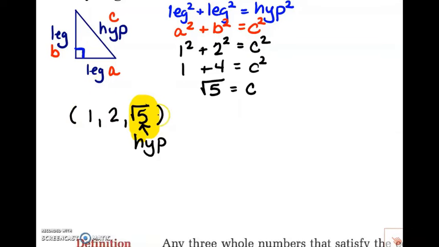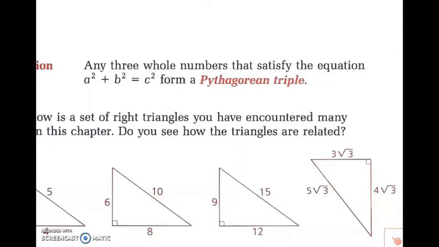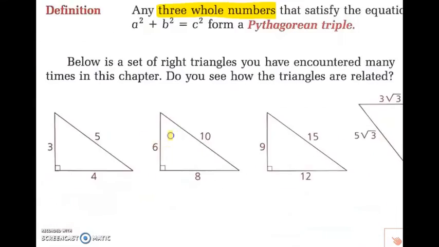Now, this 1, 2, root 5 is not a Pythagorean triple. A Pythagorean triple is a set of 3 whole numbers that work in the equation.